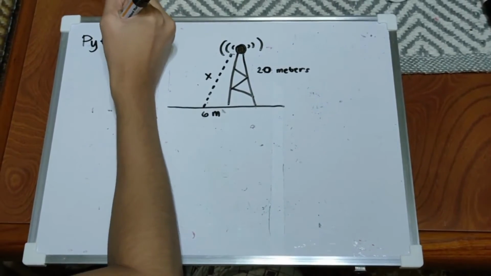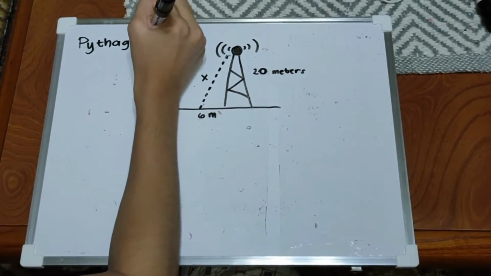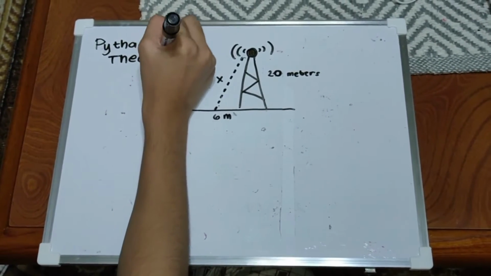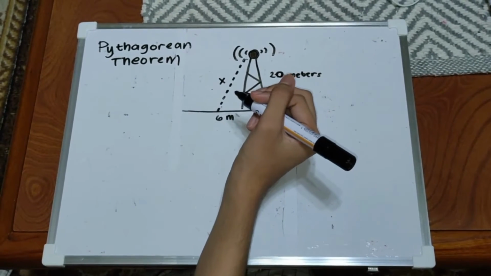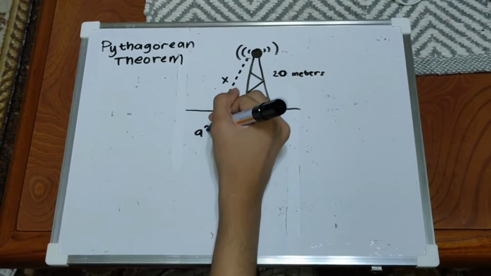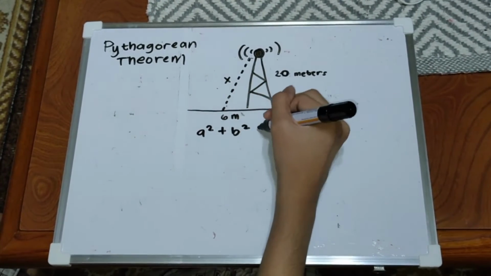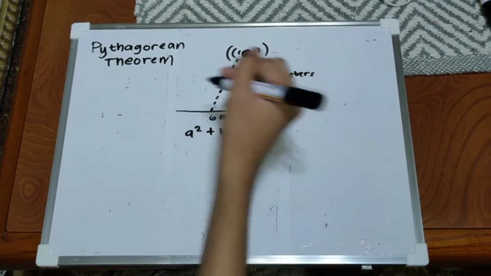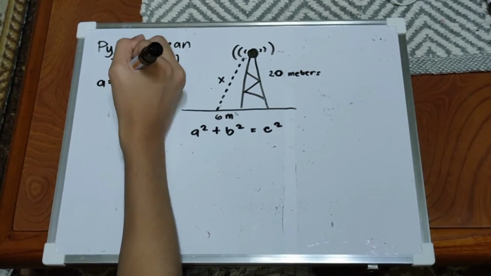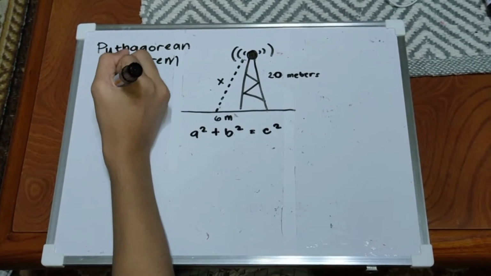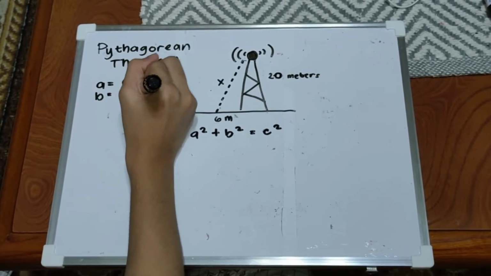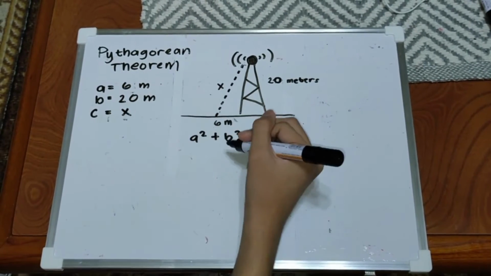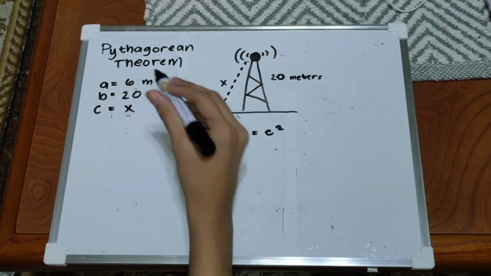In this given problem, the theorem that we will use is the Pythagorean Theorem. We can only use the Pythagorean Theorem if it's a right triangle. The Pythagorean Theorem states that the sum of the squares of the two legs of a right triangle is equal to the square of its hypotenuse, or a squared plus b squared equals c squared. Now we assign measurements to variables. a equals 6 meters, b equals 20 meters, and c equals x.